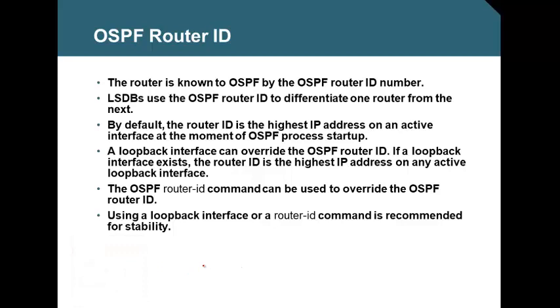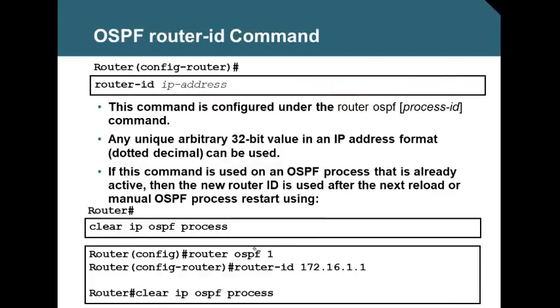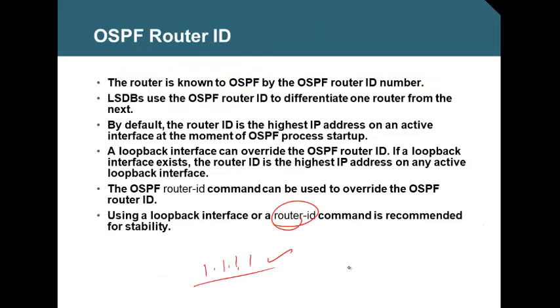You can use this command under OSPF and manually assign the router ID like this. Router OSPF, router-id 1.1.1.1. Now, this address may be there on the interface, but it is not mandatory. Even if it is not there on any of the routers, any of the interfaces, still, you can use it as a router ID. It is just an identification.